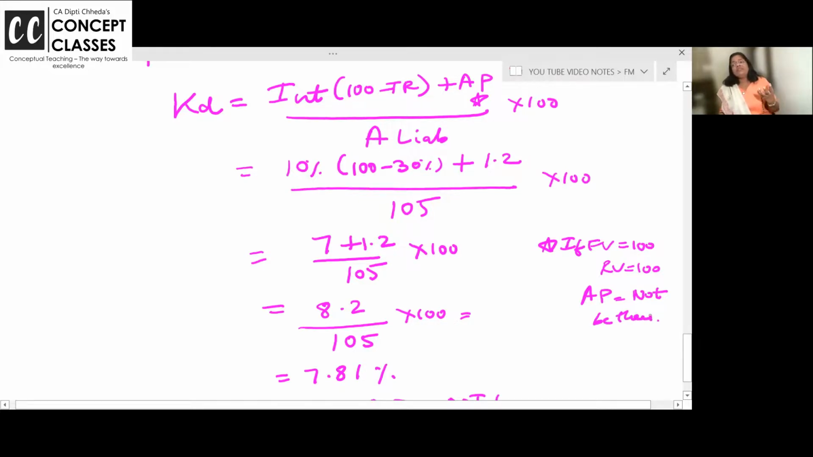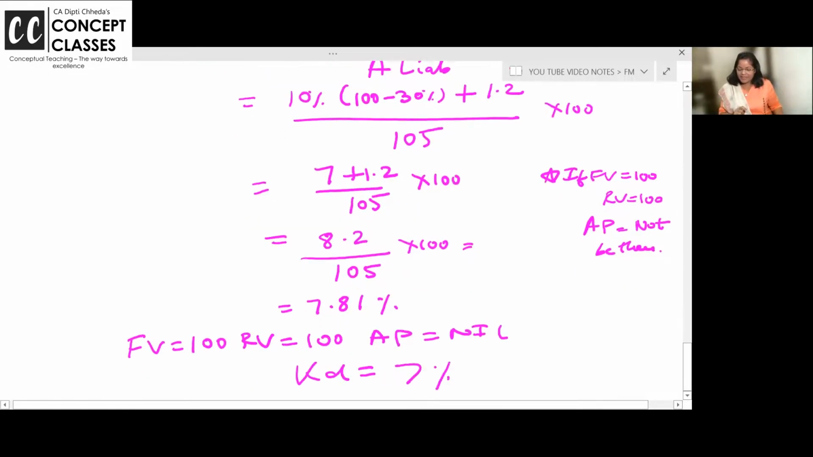Average premium will come when you have some debentures-related cost or discount or redemption at premium and all. So this is going to be your KD.